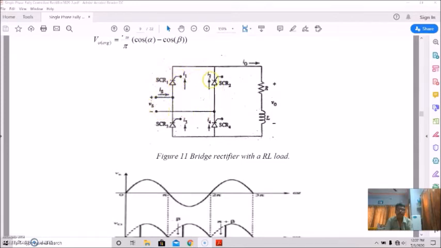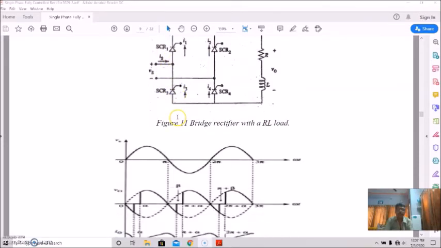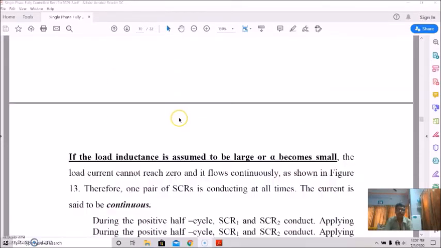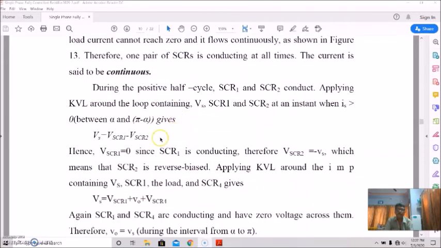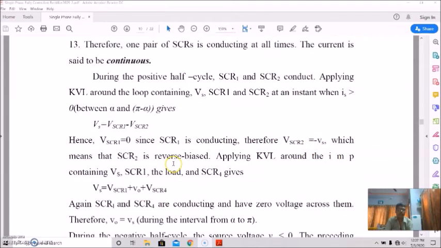Actually like this. Okay, so this will be, yes, clear. So actually half cycle, so when I is greater than 0 between alpha to pi minus alpha, so this will be like this. So if SCR1 and SCR4 conduction, so it is equal to 0, and SCR2 is blocking this voltage, so this is equal to minus Vs, which means SCR2 is reverse biased.